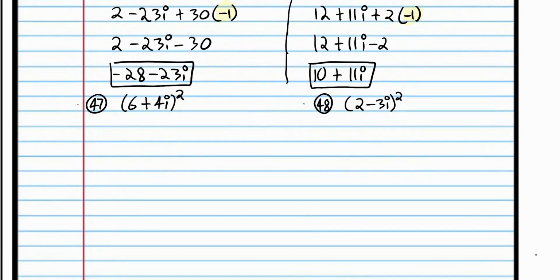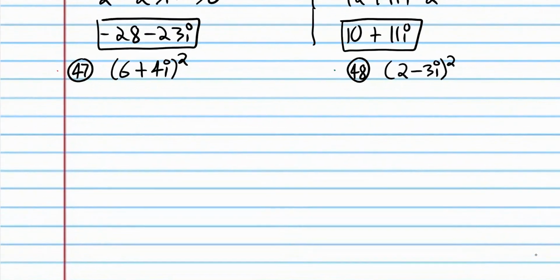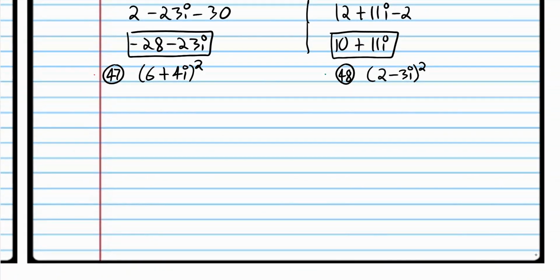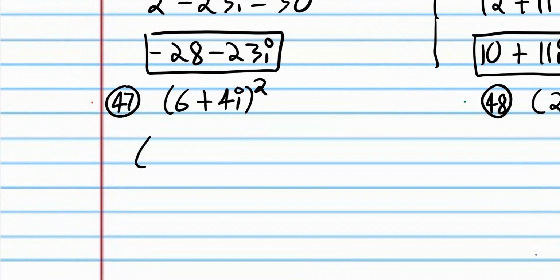Okay, so we're going to do a couple more of these problems, multiplying binomials, but you see now we have something different. We have a complex number raised to the second power. So what does that mean? Well, it just means 6 plus 4i times 6 plus 4i.